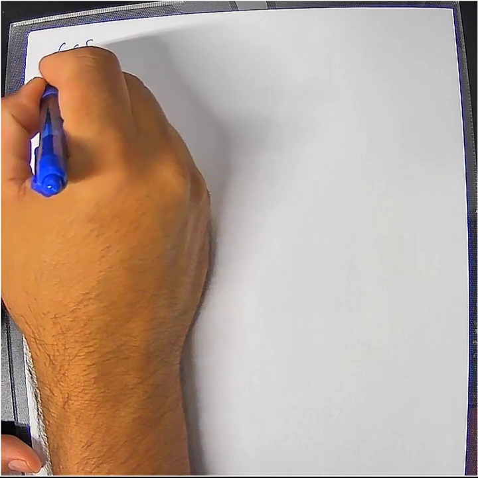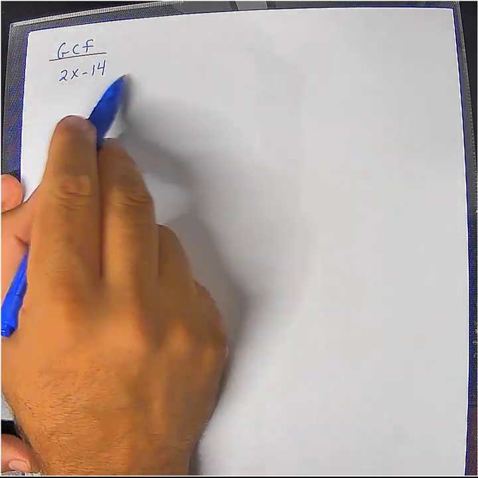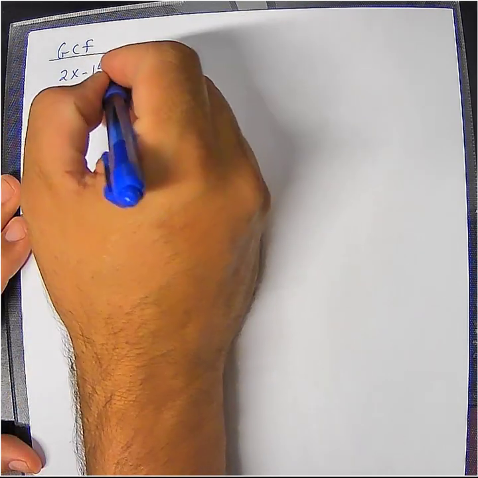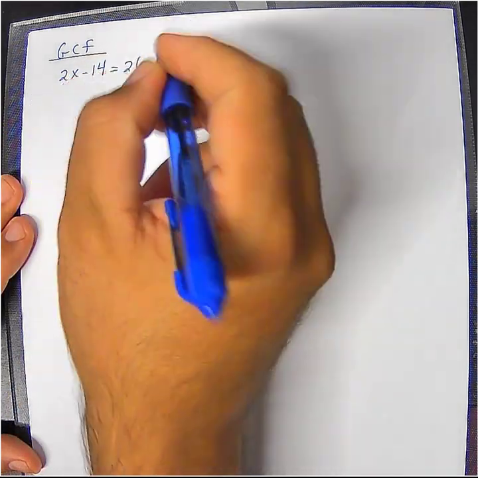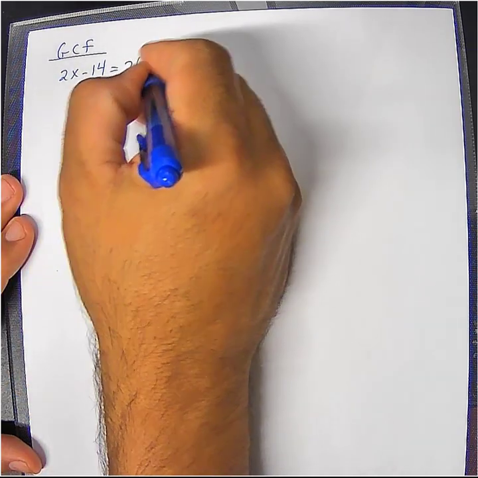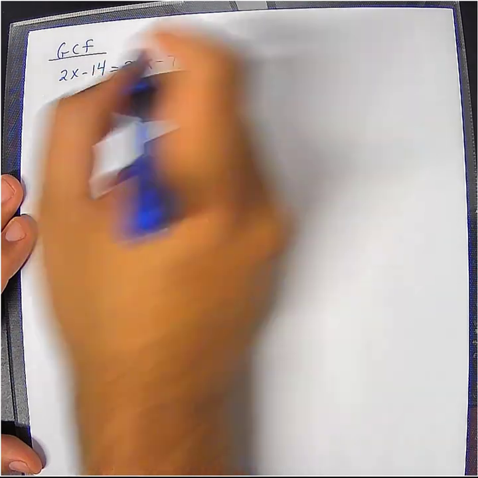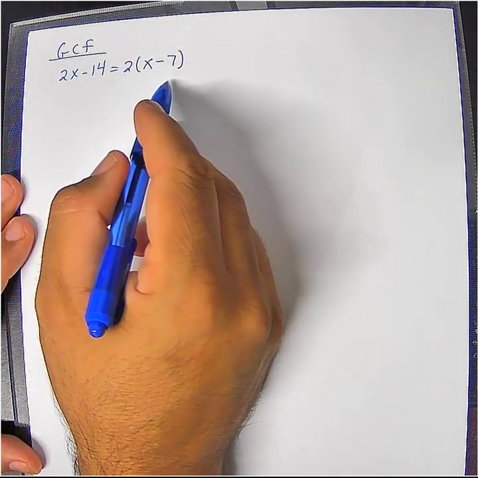So, for instance, if we start with like 2x minus 14, I can see here between 2 and 14 have a 2 in common, so I can factor out that 2. 2 divided by 2 is 1, and I still have an x, so it's 1x. Negative 14 divided by 2 is negative 7, and hence that's factored into that.